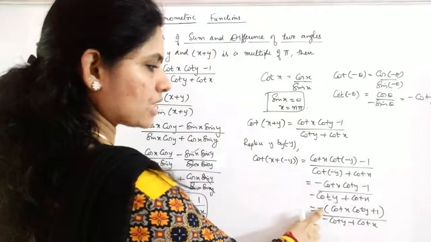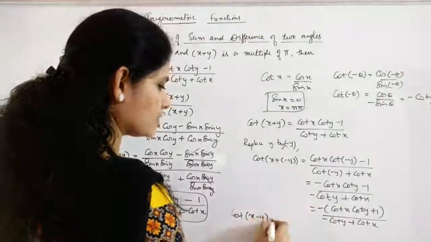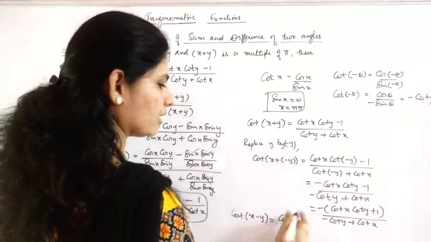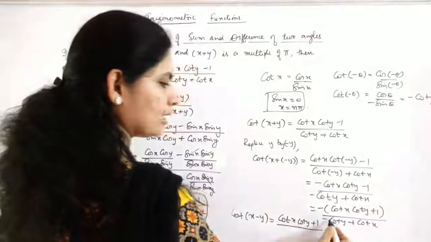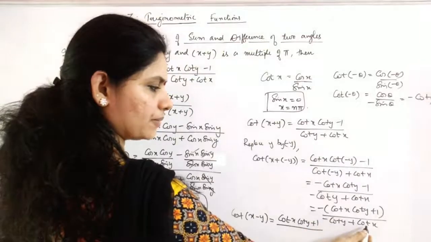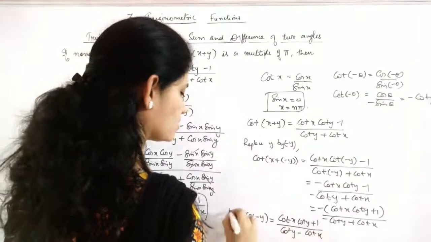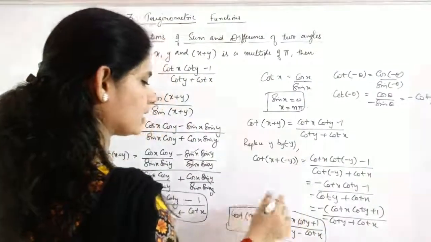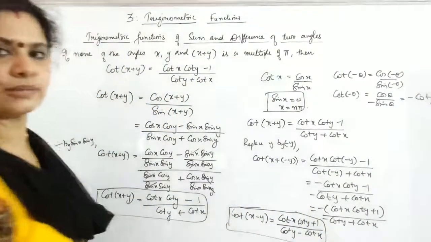Now give this negative sign to the denominator. The left hand side is cot of x minus y, and the right hand side will become, numerator is cot x cot y plus 1, divided by, this negative will go into the denominator so that this becomes positive and this becomes negative. That means cot y minus cot x. So this is your formula for cot of x minus y. Okay, this is your cot of x minus y.